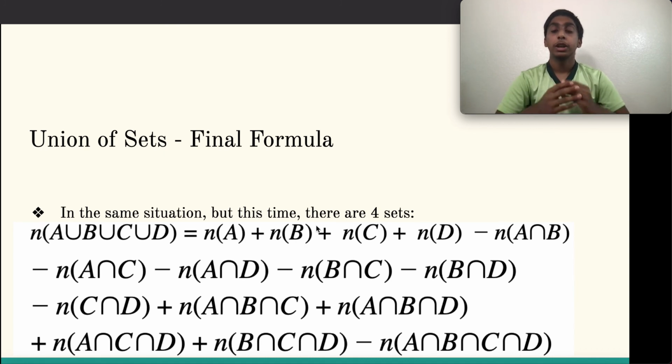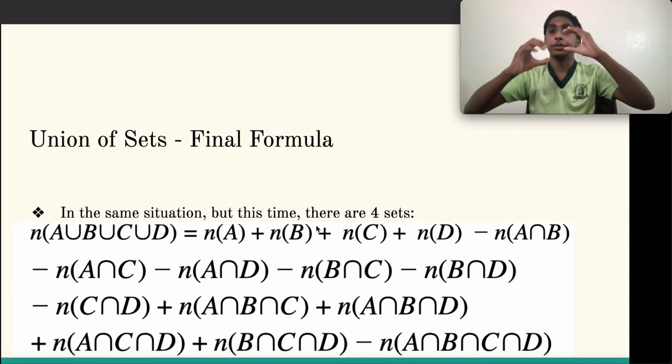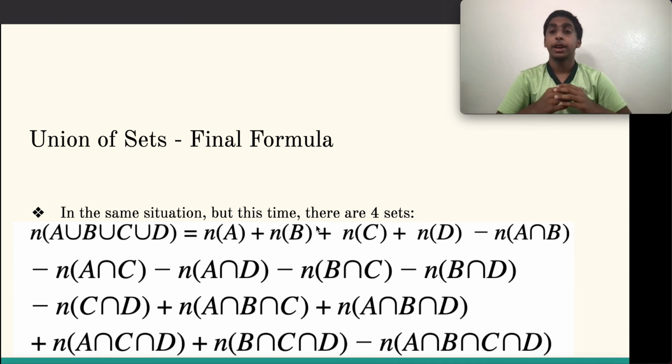So basically here we have 4 sets. That means there are 4 circles in a Venn diagram, and we're trying to find the union of all of them, so everything contained in these 4 circles. Now to figure that out, we go with our original formula, but usually we just did A, B, and C when we did our union part.